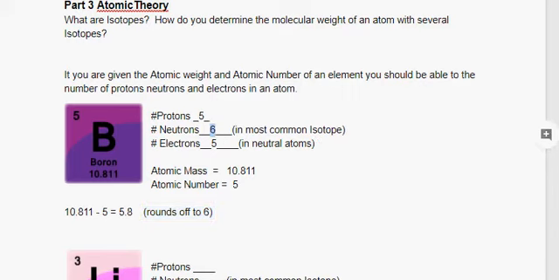So 5 protons, 5 electrons, 6 neutrons, and it works the same way for all the other elements. Just remember, atomic number equals the number of protons and electrons. The atomic mass minus the atomic number is going to come close to, but not exactly, the number of neutrons in the most common isotope. And that's how you come up with that.